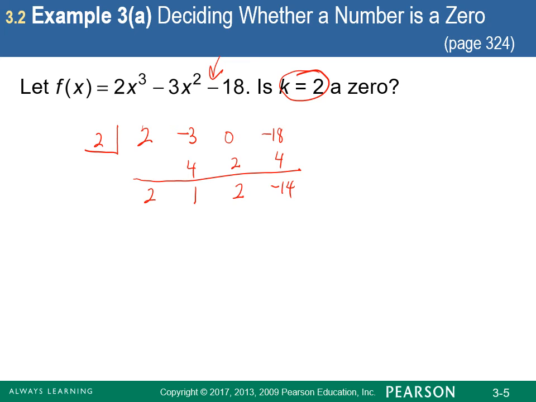Now, if you've been listening for the last few times I've been doing this, the number that we come out with here is the remainder, which means if this were a 0 of the polynomial, the remainder would be 0. There would be no remainder. That's what 0 of a polynomial means. So the answer here is no, it is not a 0.